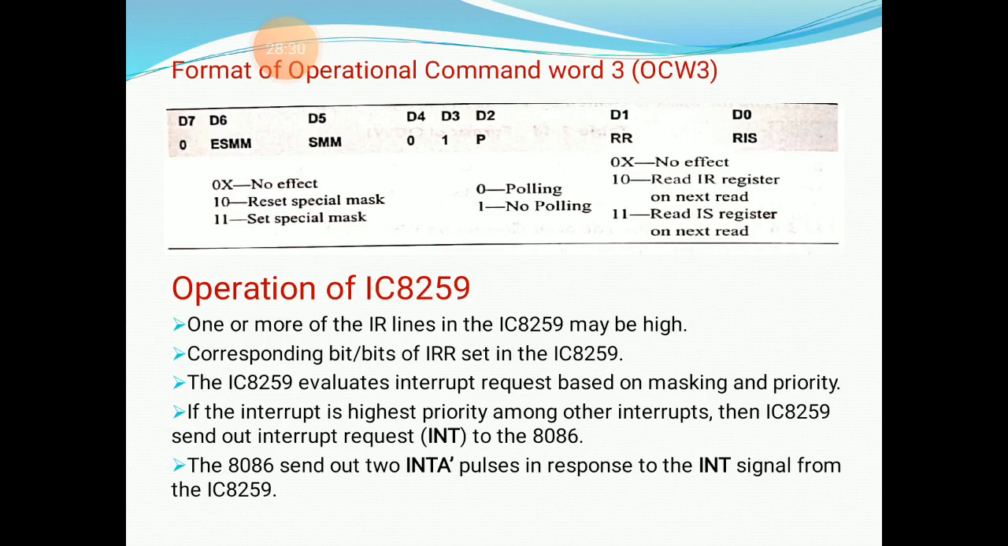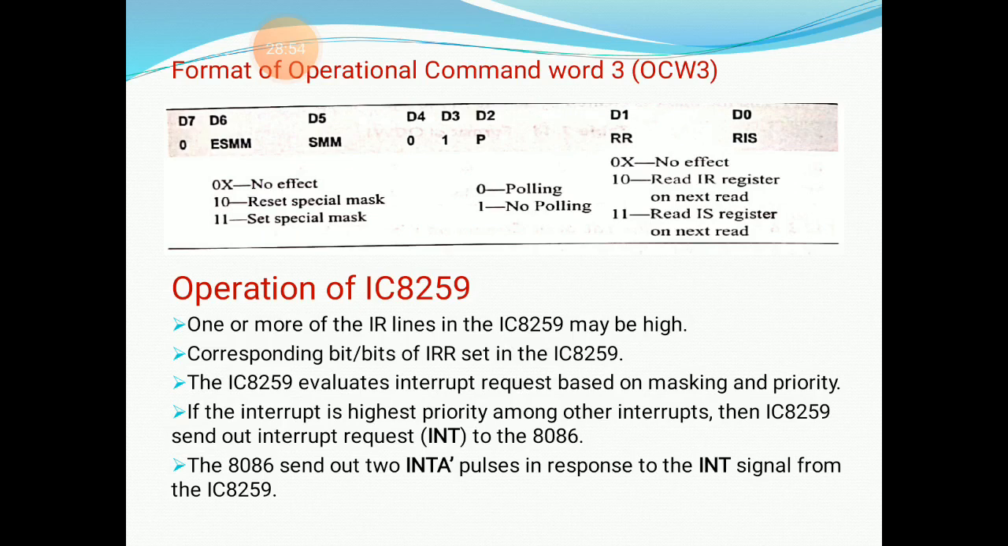Corresponding bit or bits of IR are set in the 8259. That is, if any one of the interrupt requests is high, the corresponding bit in IRR is set. The IC 8259 evaluates the interrupt request based on masking and priority.